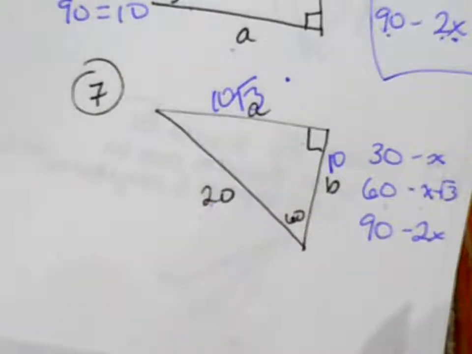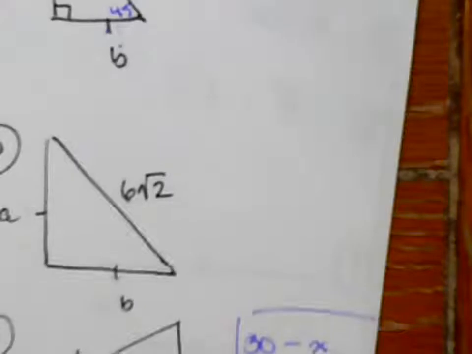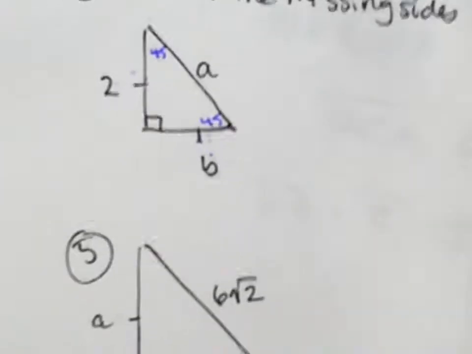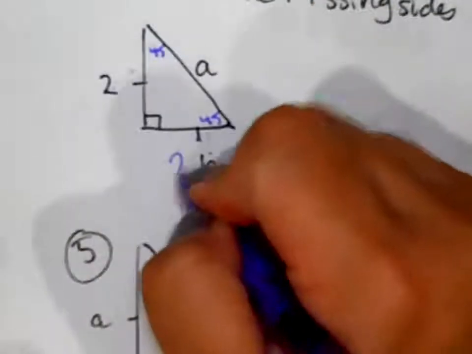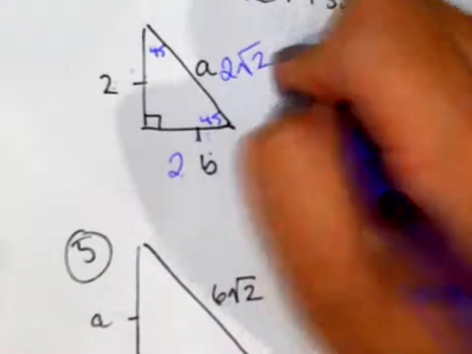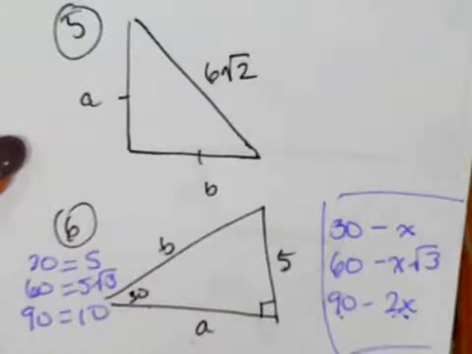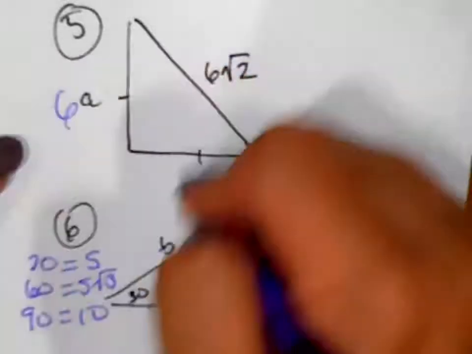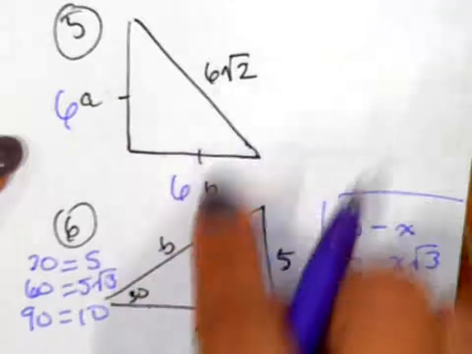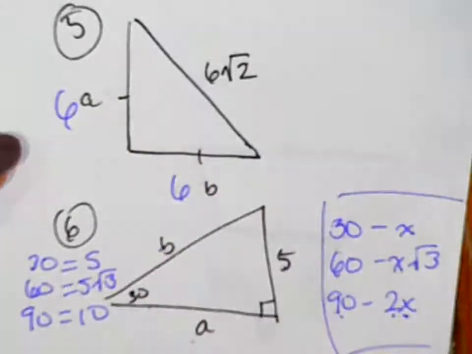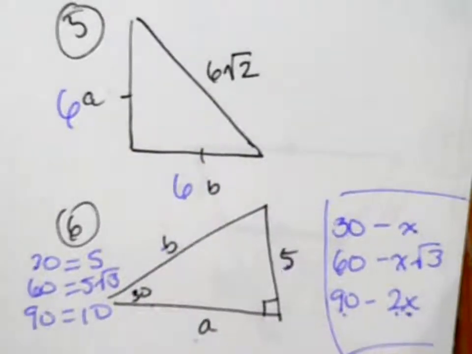All right. These ones right here are way easier, 45, 45, 90. We've got x, x, x rad 2. That's it. If this guy is 6 rad 2, then this is 6 and 6. 6, 6, 6 rad 2. Super easy. Okay.